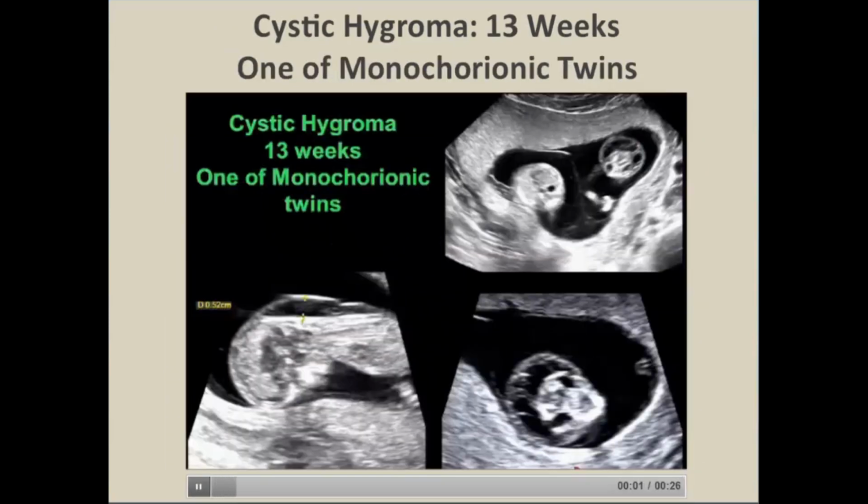Here's another one. This is in a monochorionic gestation. Here we see that one of the two monochorionic twins has a thickened nuchal translucency to 5 millimeters and a cystic hygroma with those typical septations that run through it. This can be a sign of twin-twin transfusion syndrome that has already started in the first trimester. So with monochorionic twins, this is typically a serious finding.